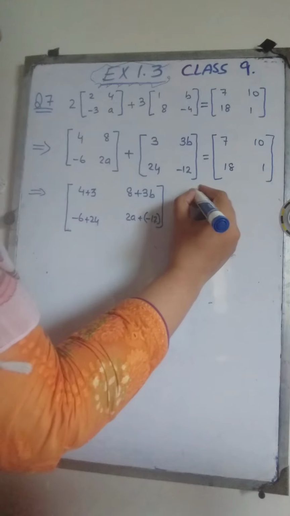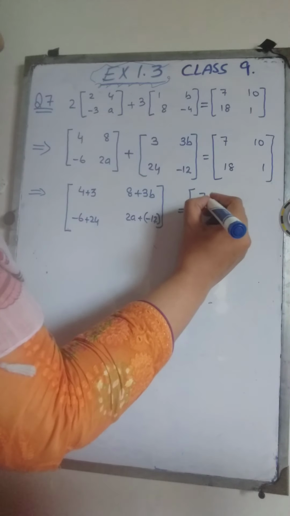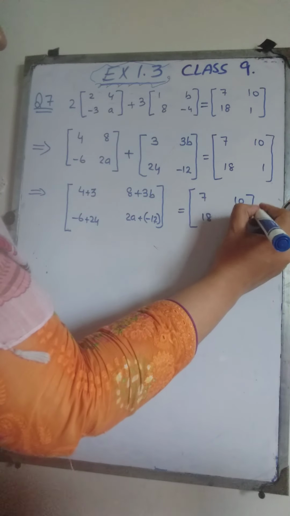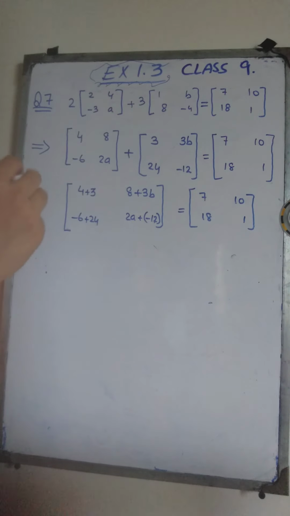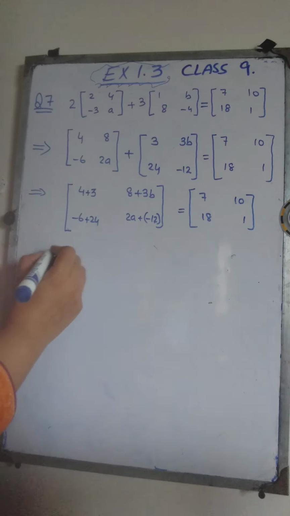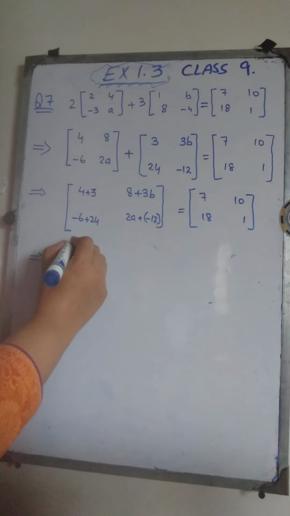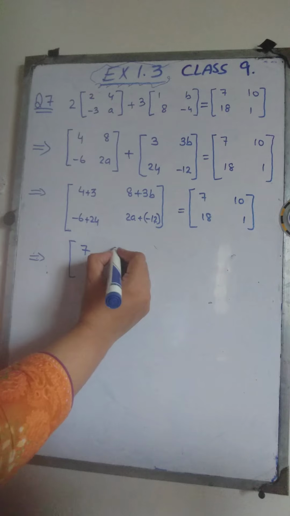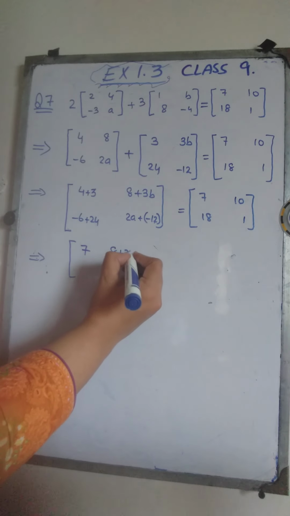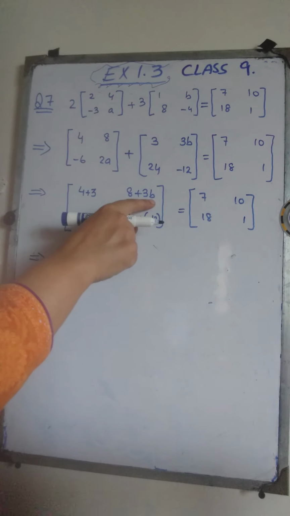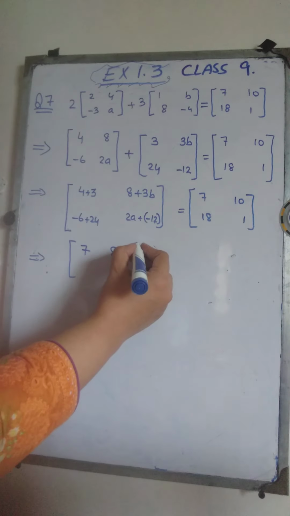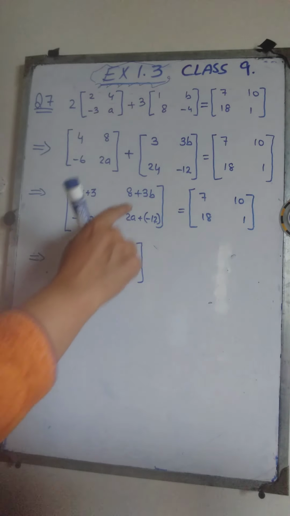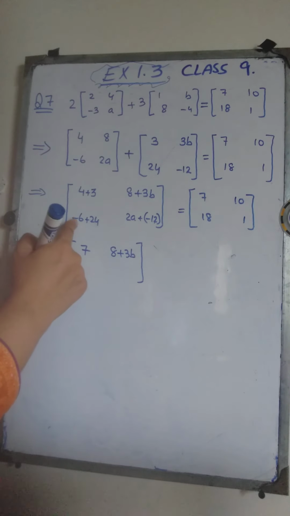This is equal to 7, 10, 18 and 1. Now 4 plus 3 is 7. 8 plus 3b, we can't add this because we don't know the value of b, so here we can't do any further calculation unless we know the value of b, so we will write it as the given expression.